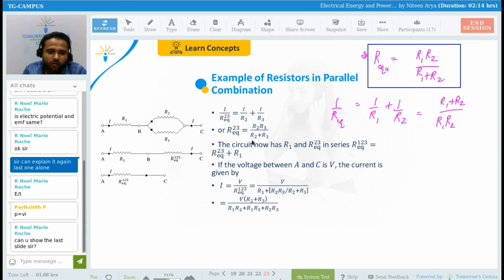Clear? So what is this? This is an example of resistors in parallel combination. They mix this with resistors in series.